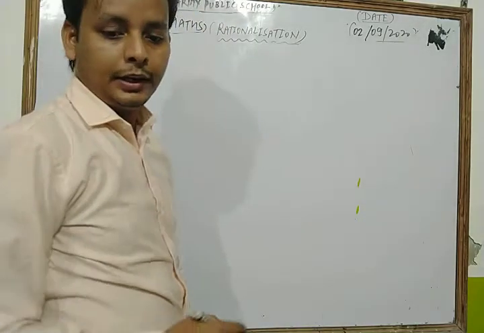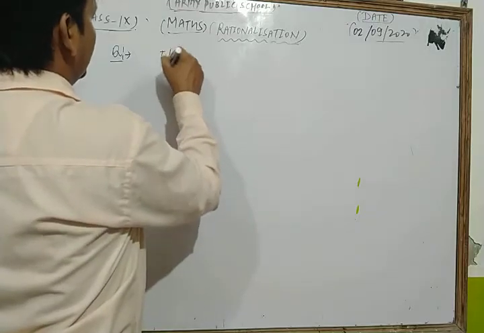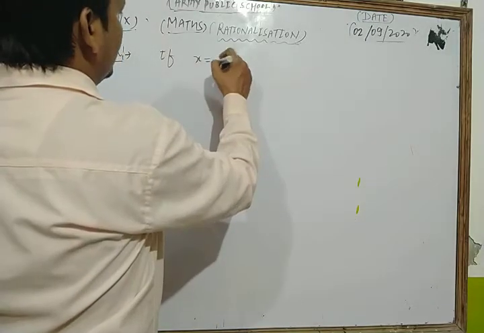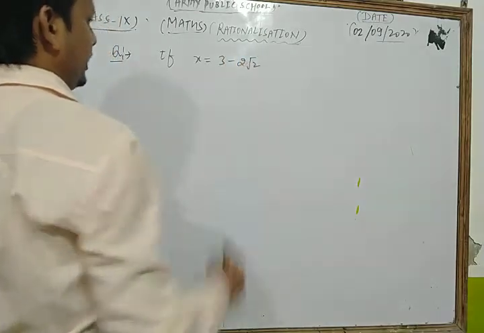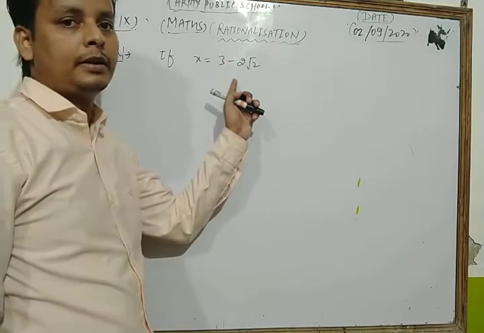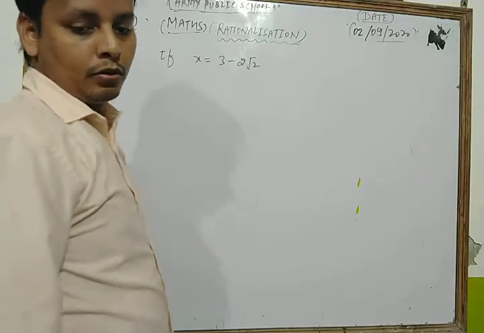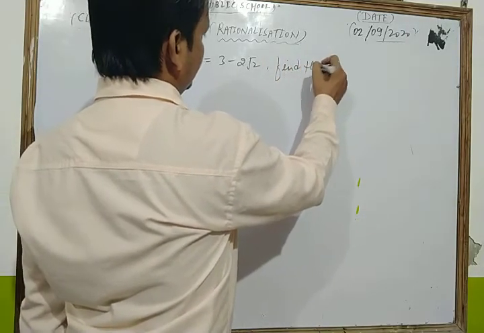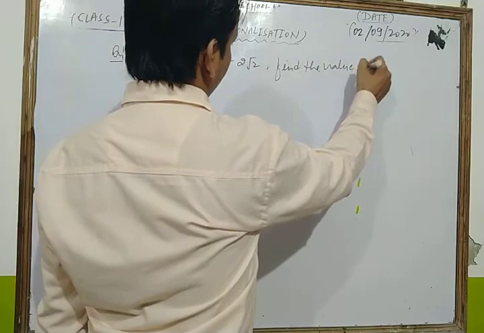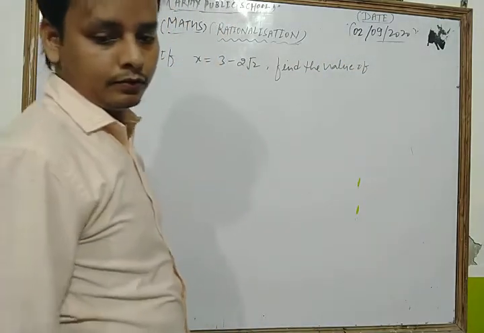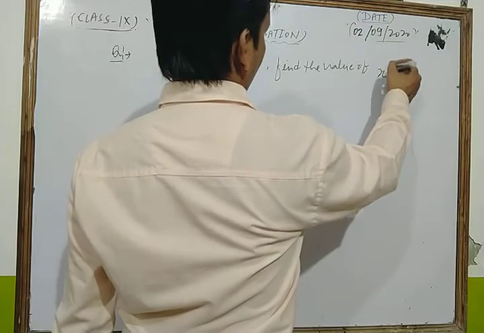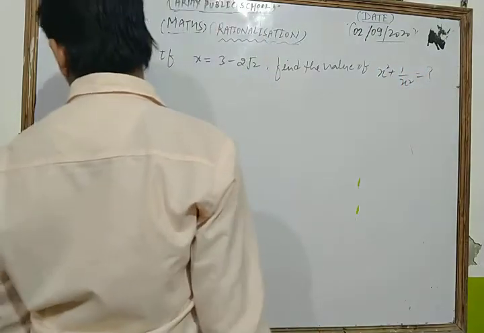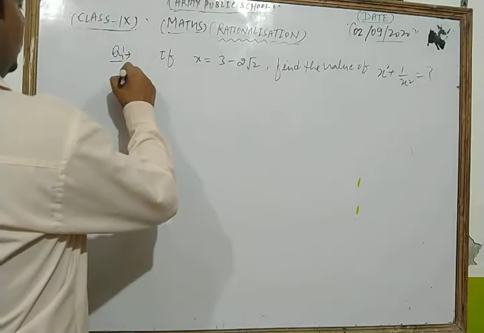We take and solve. If x is equal to 3 minus 2 root 2, dear friends, find the value of x square plus 1 upon x square. Okay, now let's solve it.